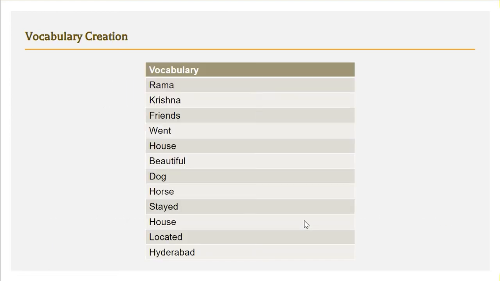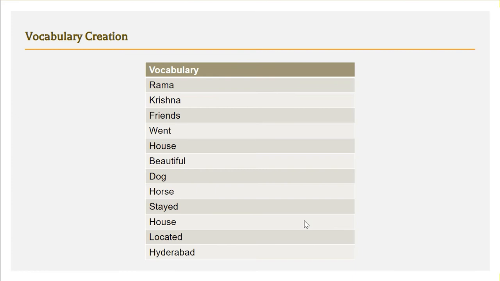Now the third step is vocabulary creation. We will try to understand what are the words which are used in these particular 3 blog posts in question. If we are analyzing 10 blog posts, then we will try to understand what is the vocabulary used in those 10 blog posts. If you are analyzing 20 blog posts, then you need to understand what is the vocabulary used in 20 blog posts.